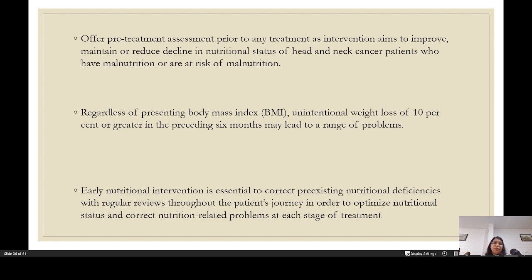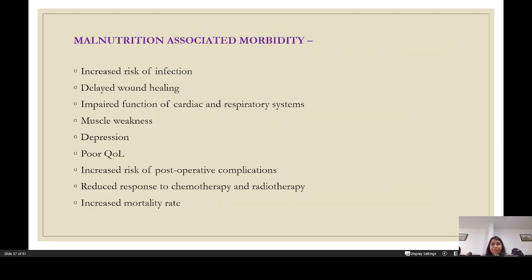Offer pre-treatment assessment prior to any treatment, as an intervention aimed to improve, maintain, or reduce decline in nutritional status of head and neck cancer patients who have malnutrition or are at risk of malnutrition. Regardless of presenting body mass index, unintentional weight loss of 10% or greater in the preceding 6 months may lead to a range of problems. Early nutritional intervention is essential to correct pre-existing nutritional deficiency, with regular review throughout the patient's journey in order to optimize nutritional status and correct nutrition-related problems at each stage of treatment.